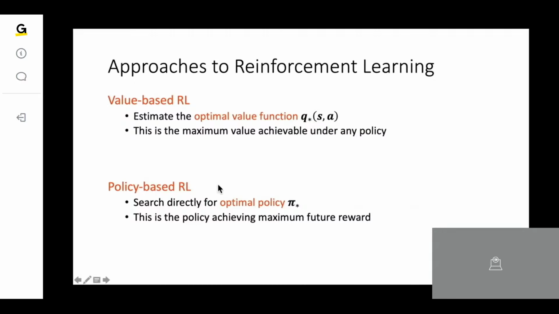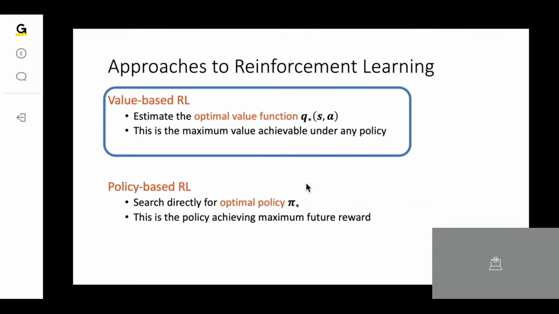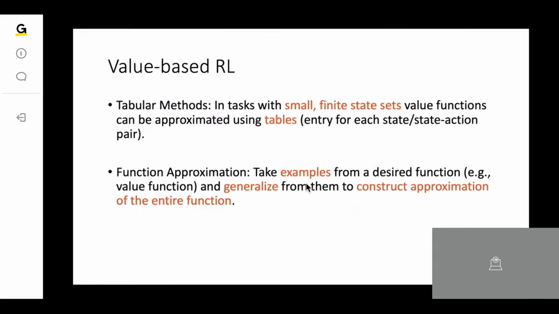The second class of algorithms searches directly for the optimal policy, which is the policy achieving the maximum future reward, or pi star. Both of these concepts we have already introduced. So whether we attack it by trying to estimate Q star directly, or through pi star, gives rise to two different types of algorithms. What the difference means will get answered when we look at examples of these two types of algorithms. We will first start with value-based RL.